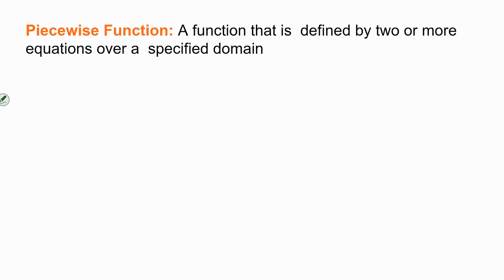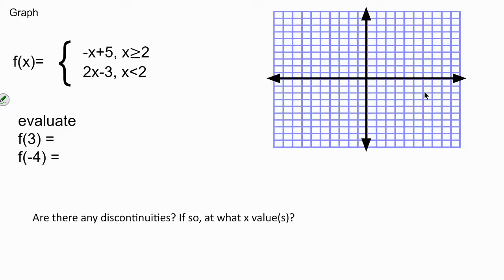Here's an example of a piecewise function. You see here it follows the format. I've got a big curly bracket, I've got my name, and then I have my rules. Here's my first rule, here's the domain. Second rule, here's the domain. I'm going to graph these to illustrate what these look like.